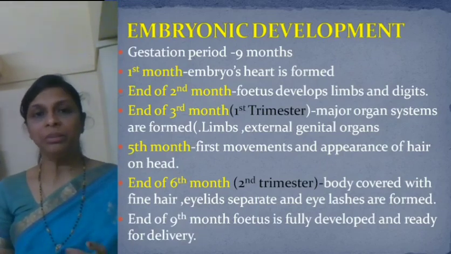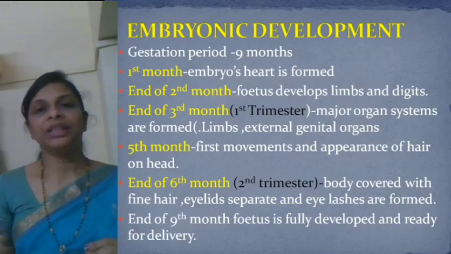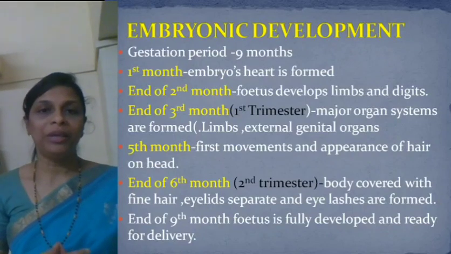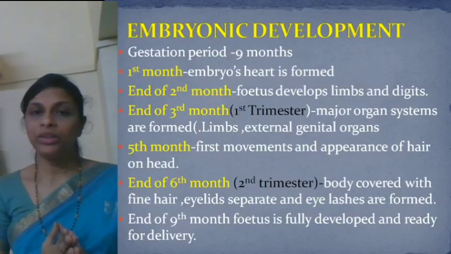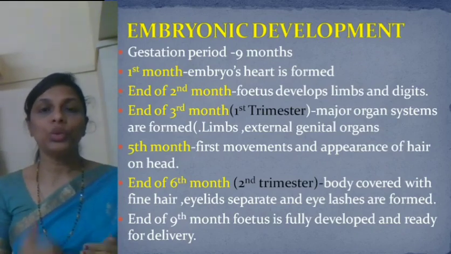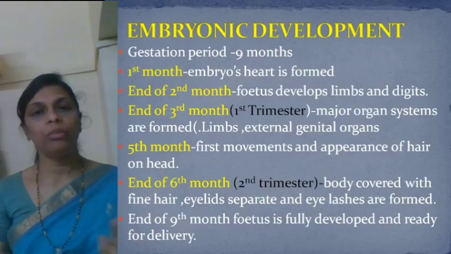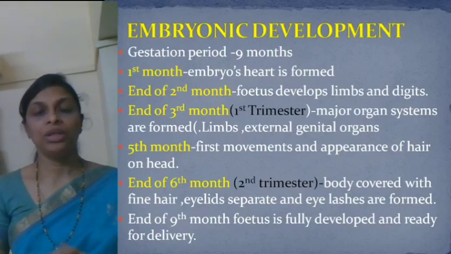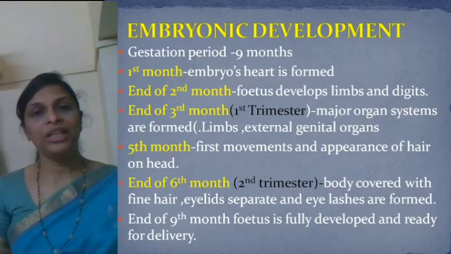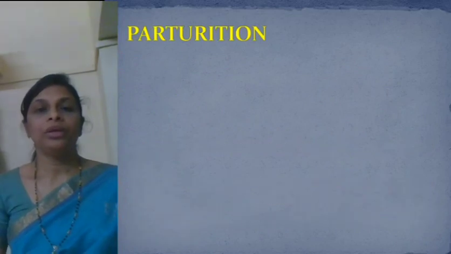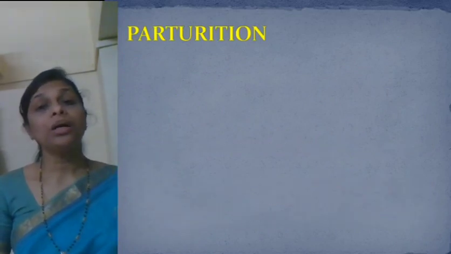Now, by the end of the ninth month, the fetus will be fully developed and the baby will be ready for delivery. Hope it's clear. So these are the embryonic changes which take place during these 9 months. Very important from the examination point of view. They can ask this as a 5-mark question: explain the processes which take place during embryonic development. Hope it's clear. Right. Now let's discuss parturition.